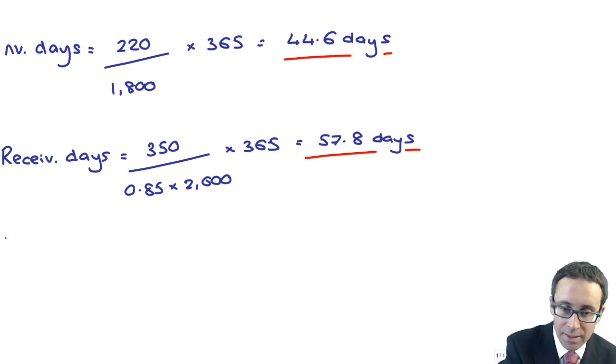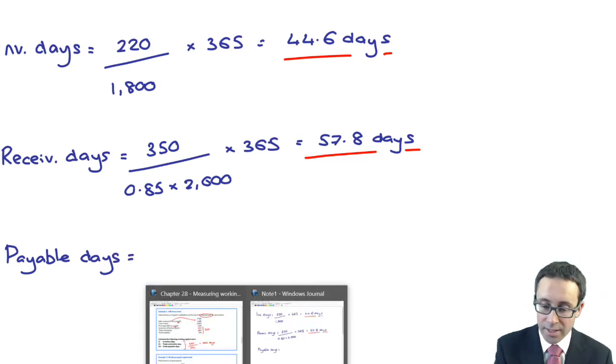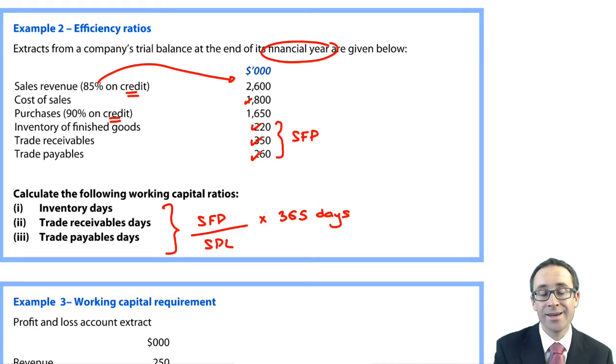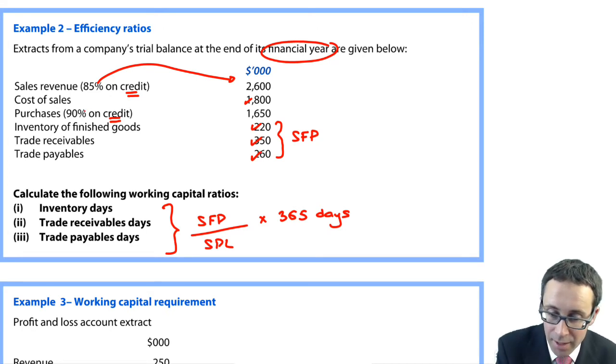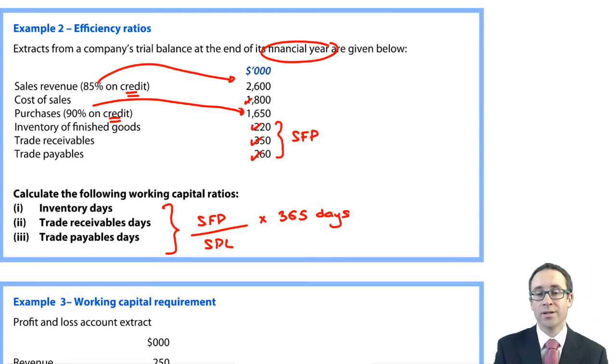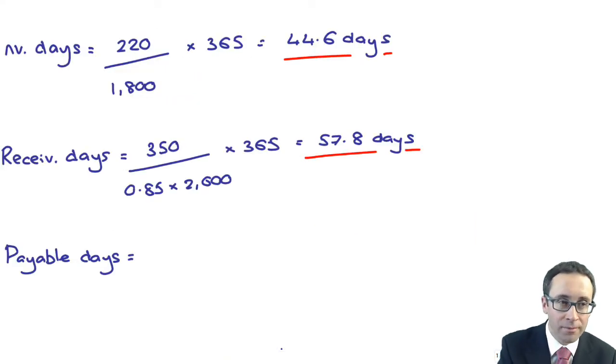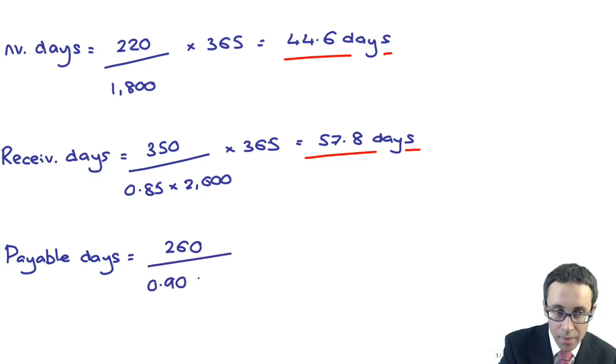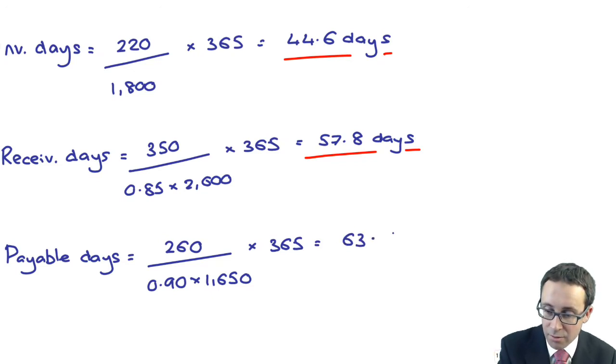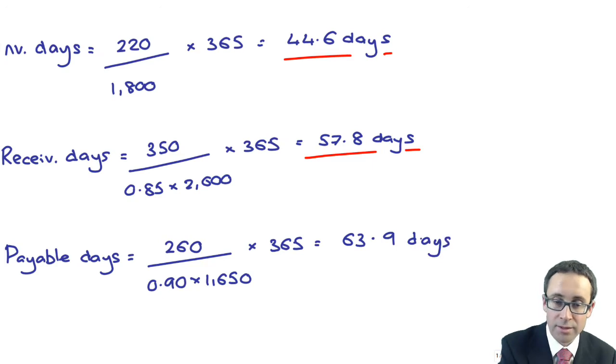Last but by no means least, looking at your payable days. Take your payables, which we have there at 260, and remember we divide by your credit purchases, of which our total purchases were 1650, and 90% of them are credit. So 260 divided by 90% of 1650, multiplied by 365, gives me 63.9 days.